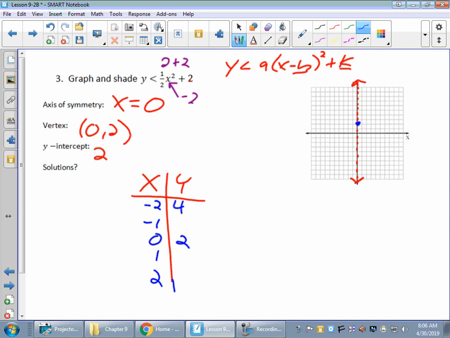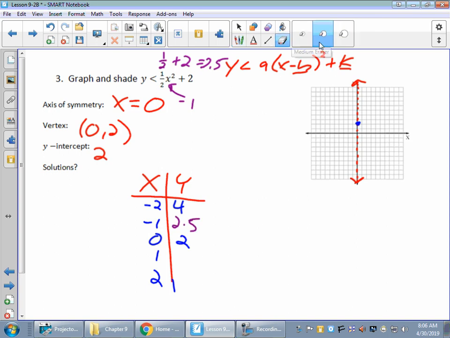If I plug in a -1 here, -1 squared is 1, times 1/2 is 1/2, plus 2 is going to give us 2.5. I put 2.5 in. And for 0, 2 we already have.